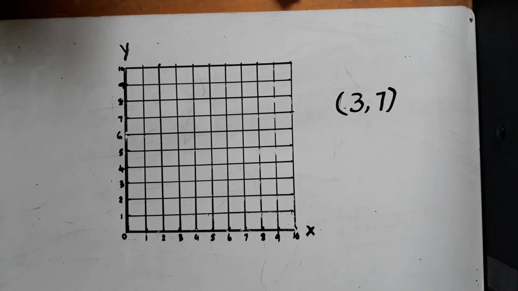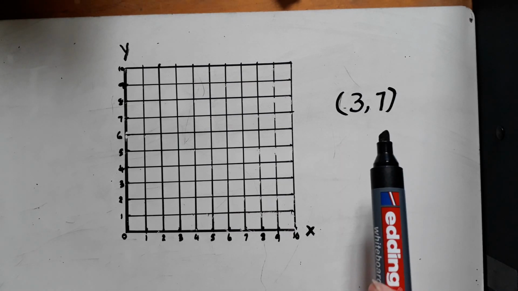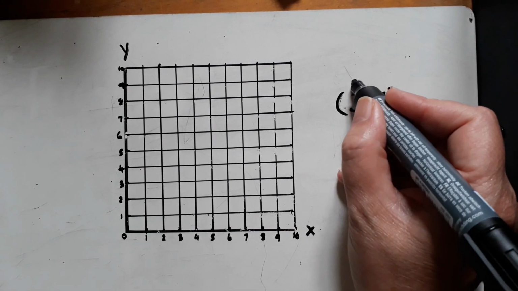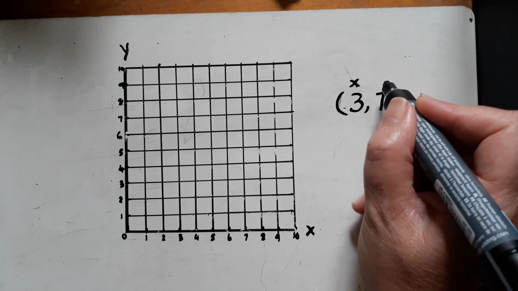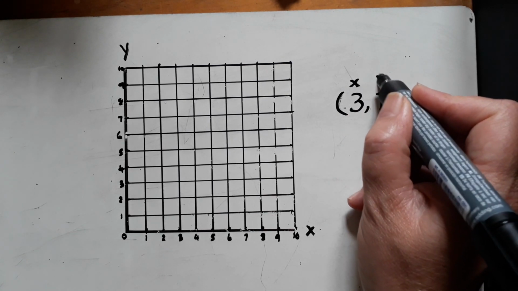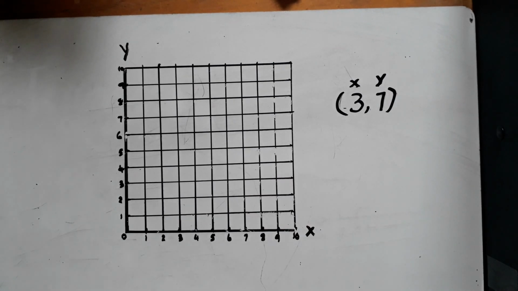So on my board I've drawn a grid, 10 by 10. Okay, you can see the x-axis going along the bottom, y-axis going vertically up the side. Okay, and if we were plotting the point 3, 7, we should know now that the 3 is the digit for the x-axis and the 7 is the digit for the y-axis. So for this one we would come along 3 and up 7. Okay.